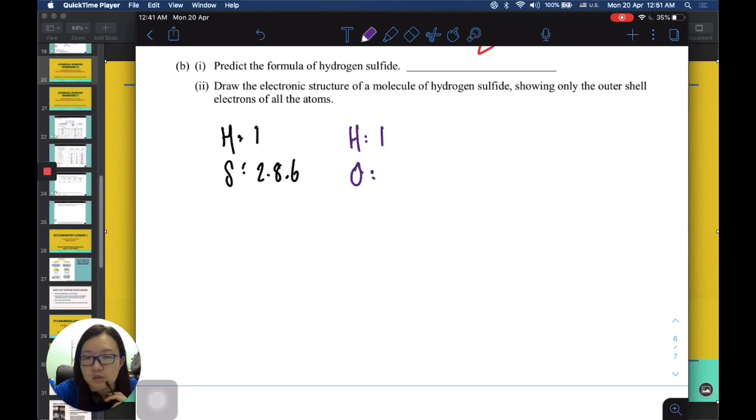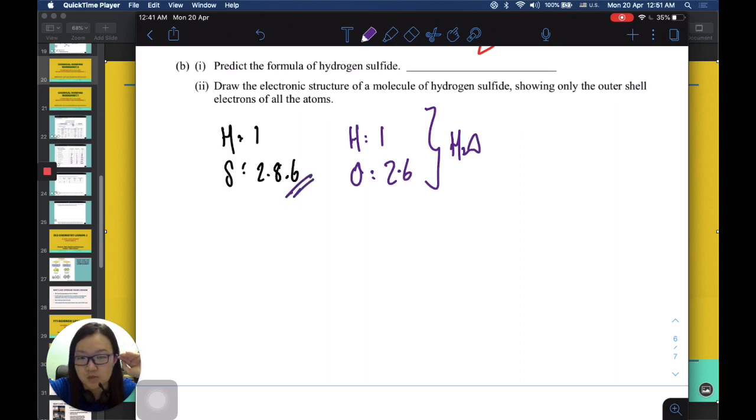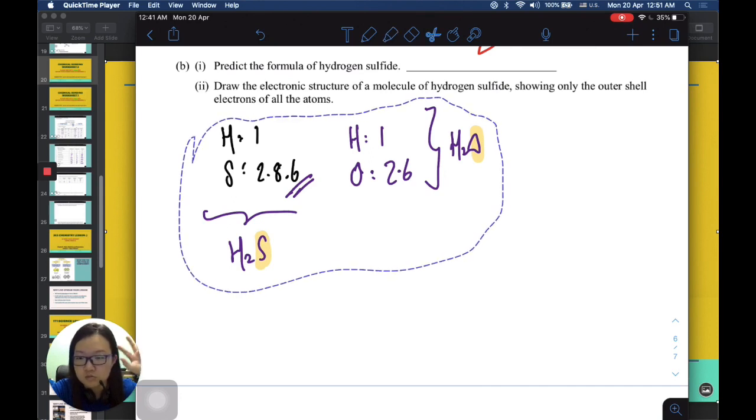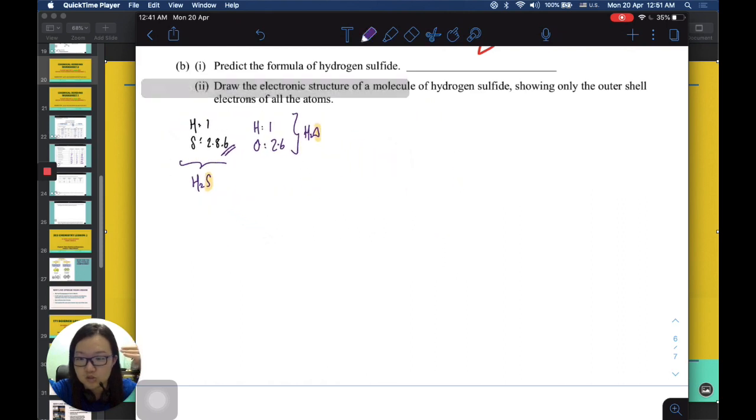So again, hydrogen needs 1 electron to form a stable duplet, and then sulfur needs 2 more to form a stable octet. Now, at this point, I need you to be smart. In the exam you need to be smart. So you should relate to what you already know, which is H2O, water. Since sulfur is just 1 element below oxygen, in the same group, you basically switch your oxygen into sulfur. So your hydrogen sulfide chemical formula is H2S.